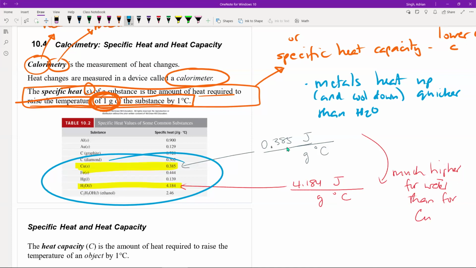And it takes a much smaller amount of heat energy to raise the temperature of an equivalent amount of a metal by the same amount. So that is the specific heat capacity of a substance.